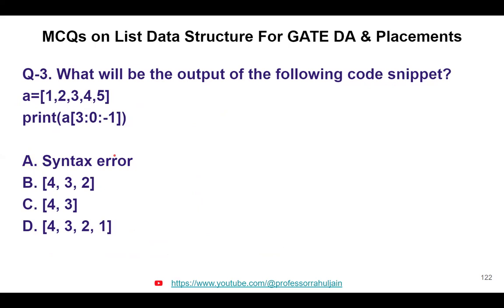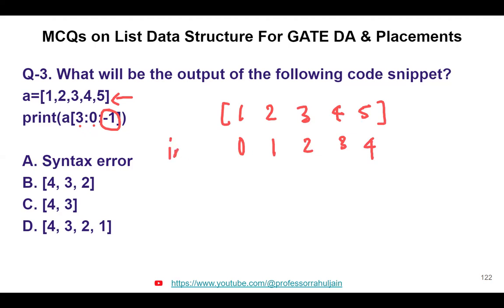Okay, question number 3. What will be the output of the following code snippet? And if you can see here, it is a very easy question. -1 means we need to start looking at the list from the backside onwards, right? And 3 and 0, it means that it will start from the third index. So the list is 1, 2, 3, 4, 5. Now let's write the index. The index of 1 will be 0, then 1, 2, 3, 4. These are the indexes of this particular list, right?